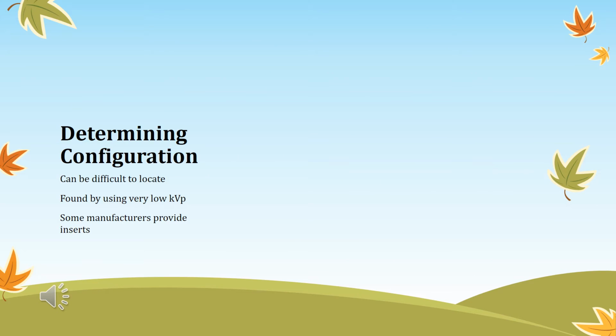Determining the configuration of ionization chambers can be difficult, as they can be hard to locate. Some manufacturers provide plastic inserts for collimators that project an image of the chamber location, size, and shape. If there aren't any inserts provided, the radiographer can find the ionization chambers by producing an image without the body part and using very low kVp for maximum contrast.